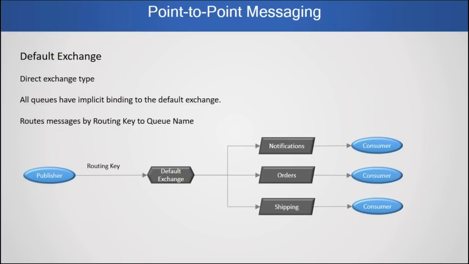So a default exchange is not an exchange type, it is simply a direct exchange, but it is created in every virtual host. So virtual hosts we're going to look at a little bit later. But basically, the default exchange allows us to do point-to-point messaging. So how it works is a publisher puts the routing key as the name of the queue that it wants to receive the message. And this guarantees that a message will be sent to only one queue and by name.